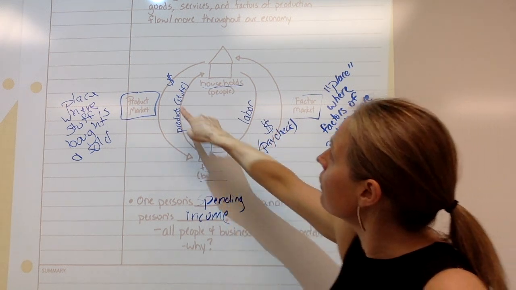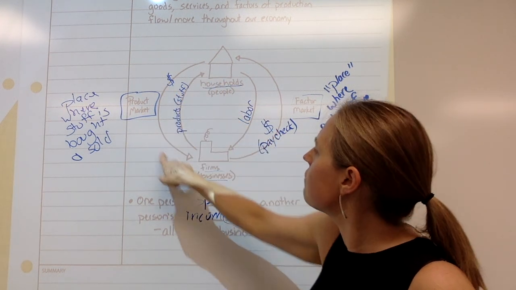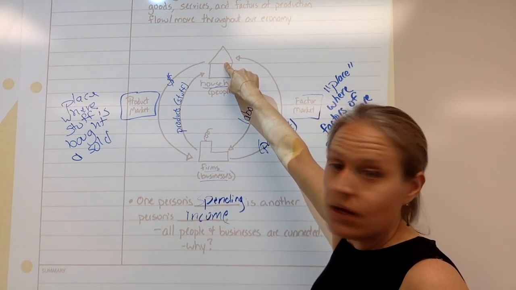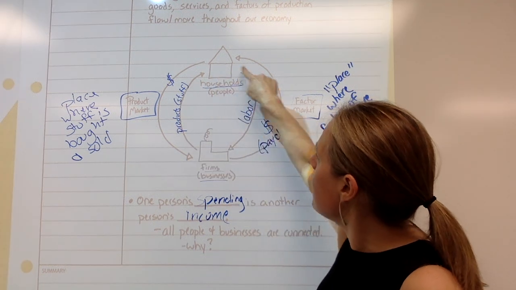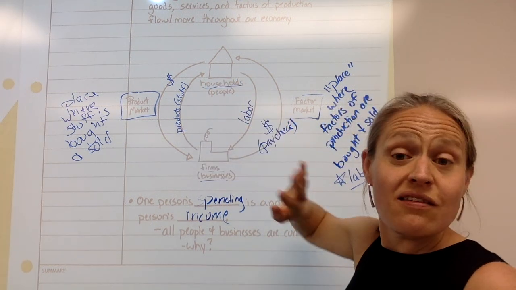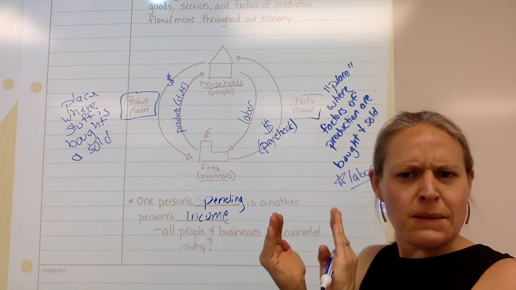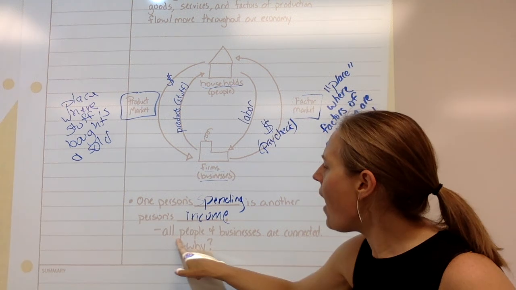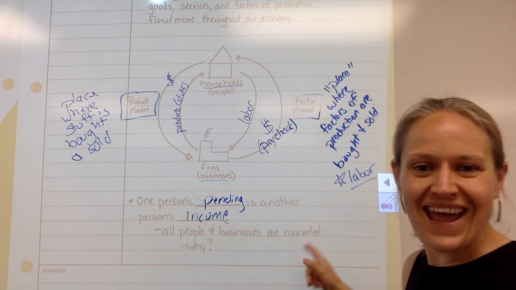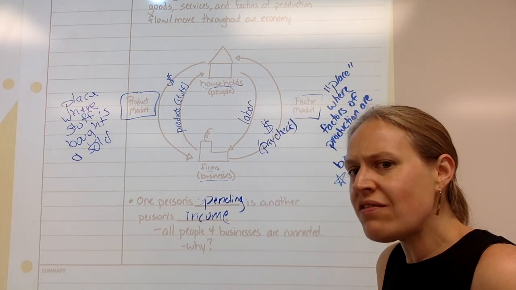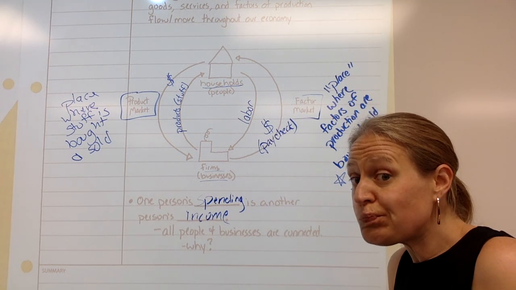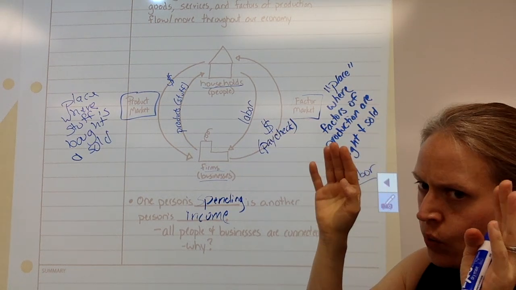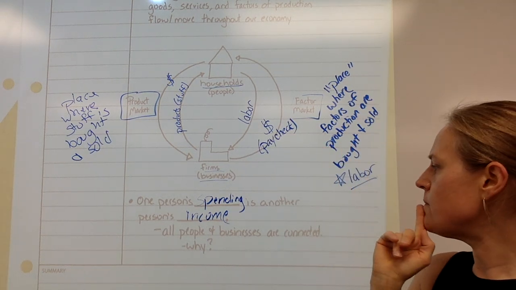Notice this is circular, right? The money goes from the households to the businesses and back again to the households in the form of paychecks. And then products are given and labor is given. It is a lot more complicated than that, but that's the really basic, most simple idea of how an economy works. All right, so why are all people and businesses connected? Like why? How does that make sense? How can we put that? That's kind of thing like we get it, we know it. How can we put it into words?